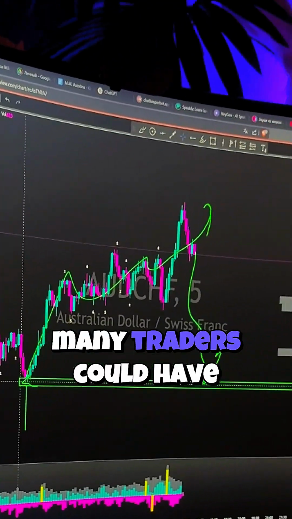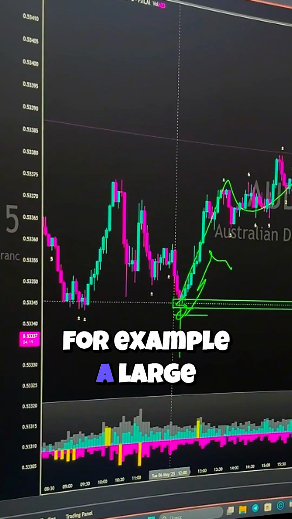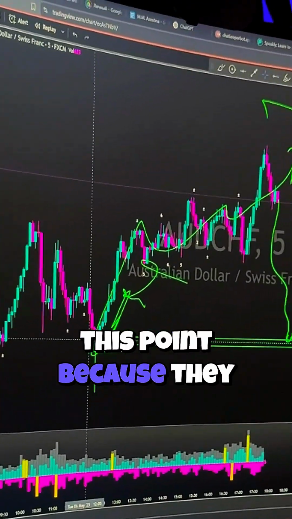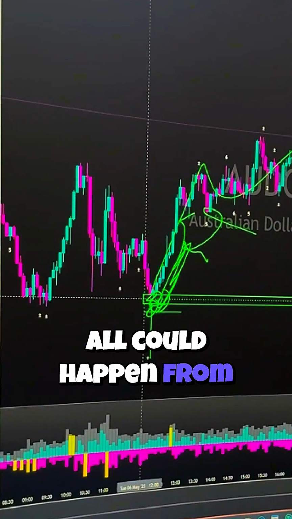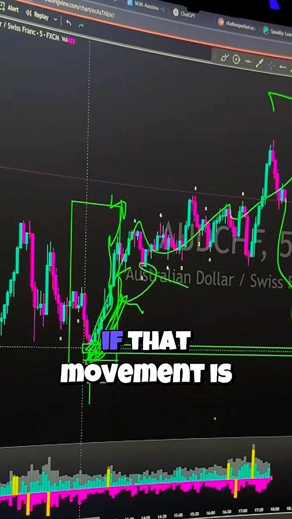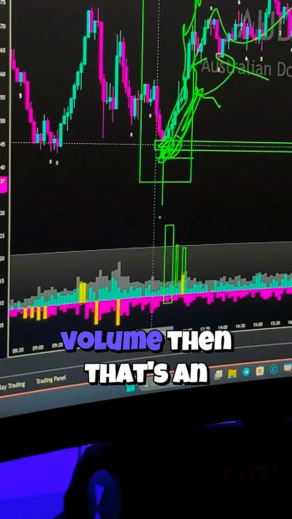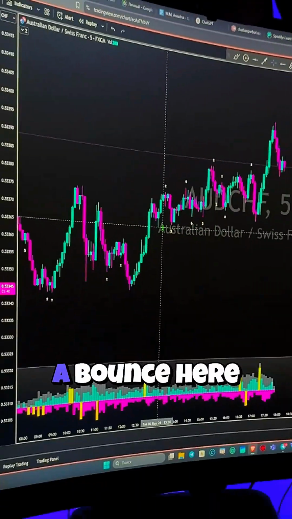During that time, many traders could have noticed it. They could have placed their orders or limit orders from there, for example. A large player might try to reach this point because they understand that people will be looking to bounce from here. Anything at all could happen from this level. All we see are these kinds of facts that there really was an upward movement from here. If that movement is also confirmed by large volume, then that's an even bigger plus, indicating that there are definitely some good volumes for a bounce here.